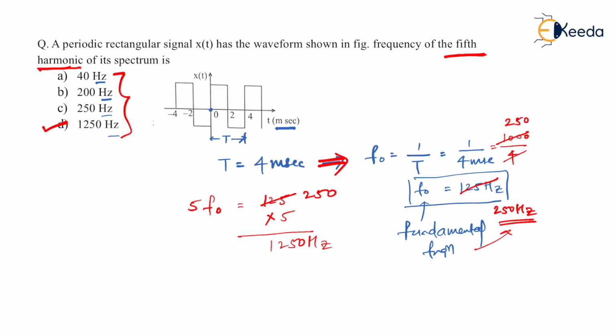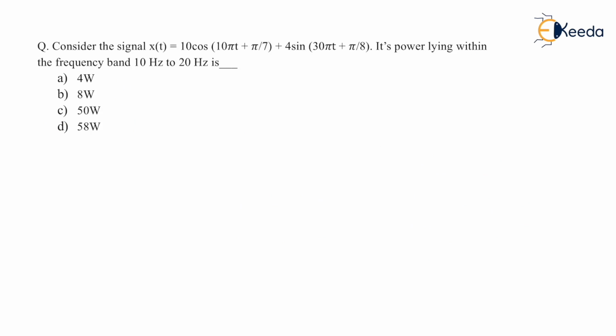We don't want the fundamental frequency. What I want is a fifth harmonic of it. So remember, when they say nth harmonic, it means multiplication with n. When they say fifth harmonic, you have to multiply the fundamental frequency by 5. So what you got is 250 hertz, which is the fundamental frequency, multiplied by 5 becomes 1250 hertz. It was a very straightforward question. 1250 hertz is the correct answer. Let's move to the next one.